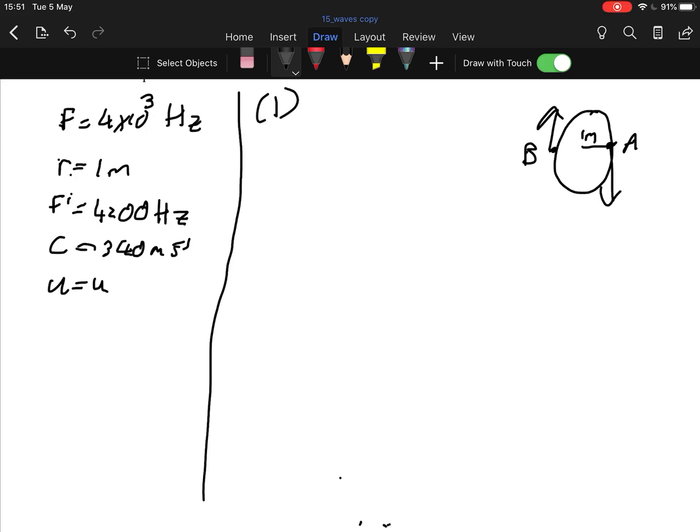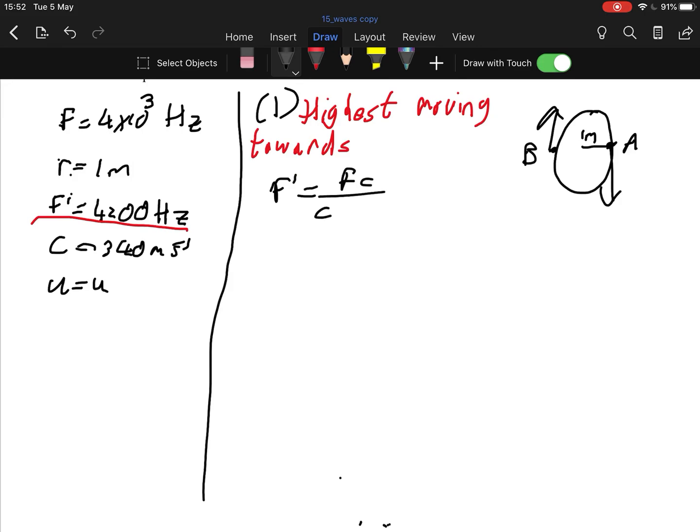We're at A. So we're told that the highest note heard is 4,200 hertz. Remember we were saying as the object moves towards you, the wavelength is shorter, the frequency is higher. So therefore we can say the highest is moving towards. So F dash equals FC over C minus U, if we're moving towards. Now we're looking for U. There are two ways to do this.